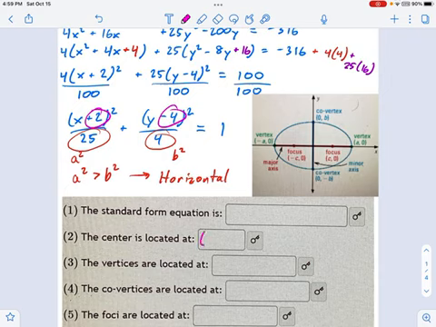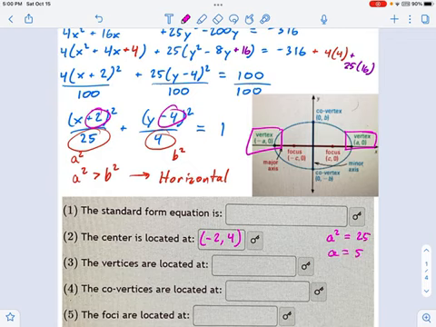So the center is going to be located at negative 2, positive 4, right there. Now my vertices, according to this diagram, because I have a horizontal ellipse, the vertices are to the left and right of the center by the amount a. Now, in our case, remember, a squared is 25. So that means a is equal to 5. So I'm going 5 left and 5 right. So 5 left from the center gets me to negative 7, 4. And 5 right from the center gets me to 3, 4. Okay, so that's pretty easy.